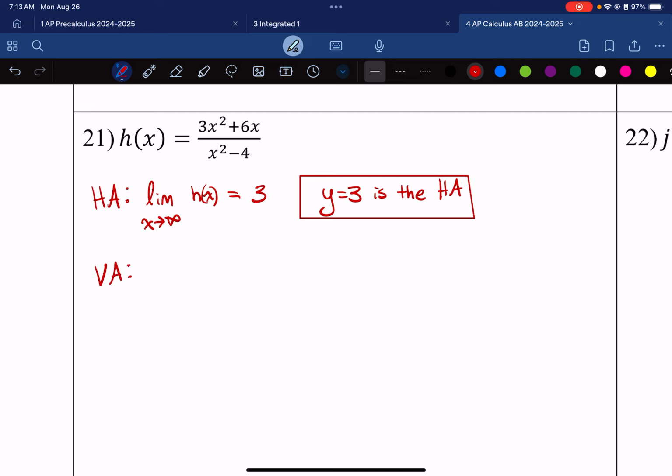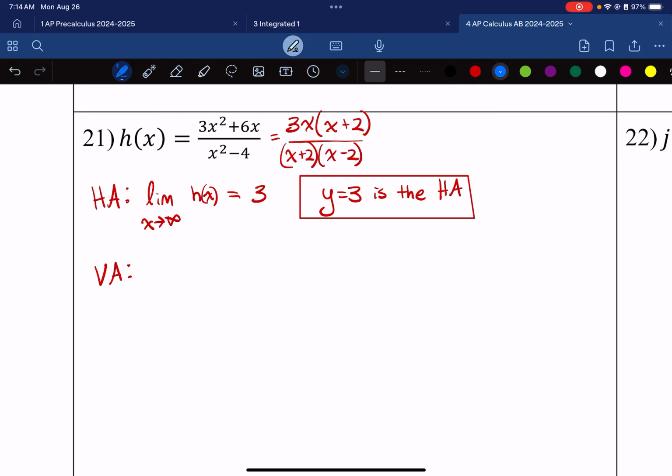My vertical asymptotes, again, I need to factor everything to make sure I catch all the holes that might trick me into thinking they're vertical asymptotes. I can factor out a 3x in the numerator. What's left over is an x plus 2. In the denominator, I can see it's a difference of squares. This is a square, this is a square, so it's a difference of squares. So it's x plus 2 and x minus 2.